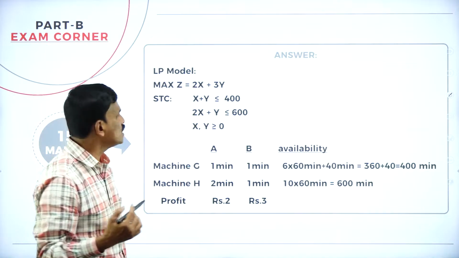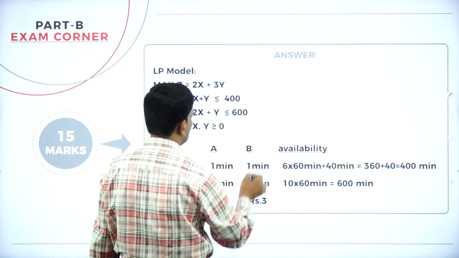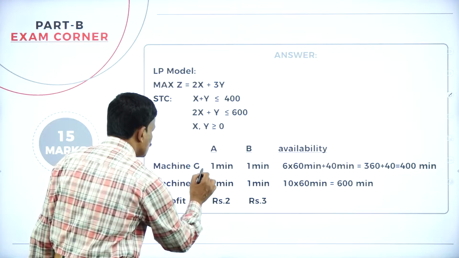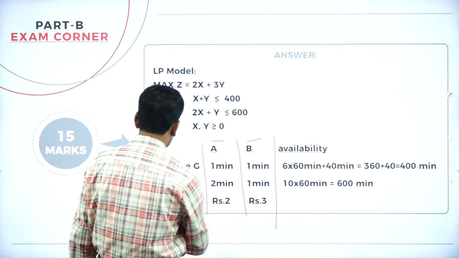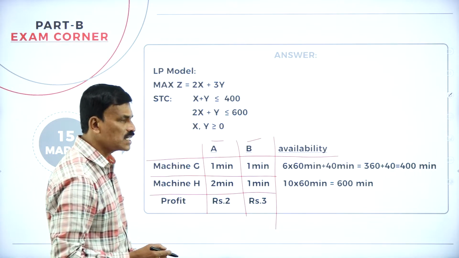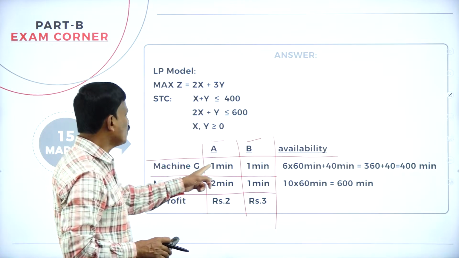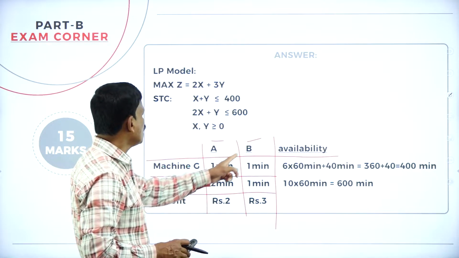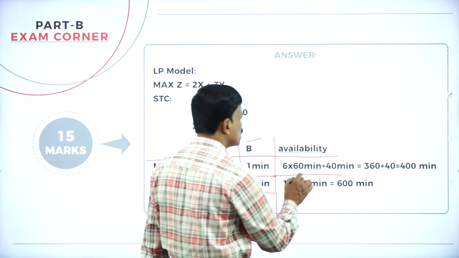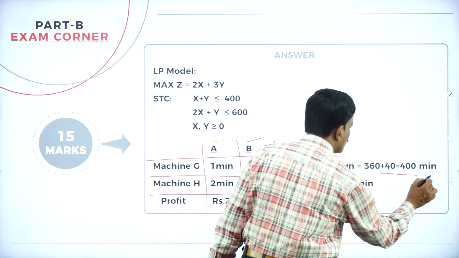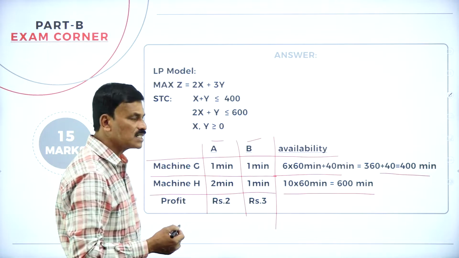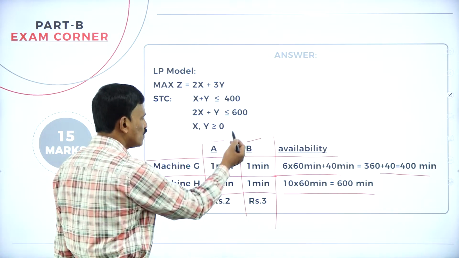Let us define the decision variables as x and y. There are two products, A and B, and two types of machines, G and H. For type A, machine G takes 1 minute and machine H takes 2 minutes, and for B it is 1 minute on G and 1 minute on H. The total available time is 400 minutes for G, and 10 hours is 600 minutes for H. The profit for A is rupees 2 and for B is rupees 3.